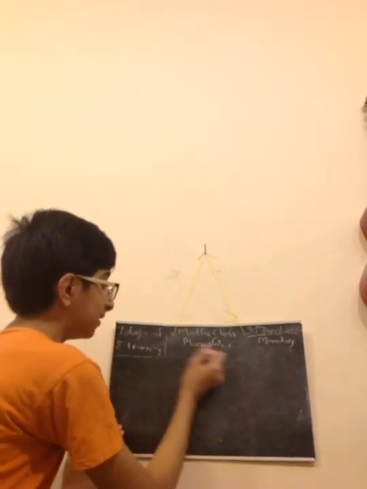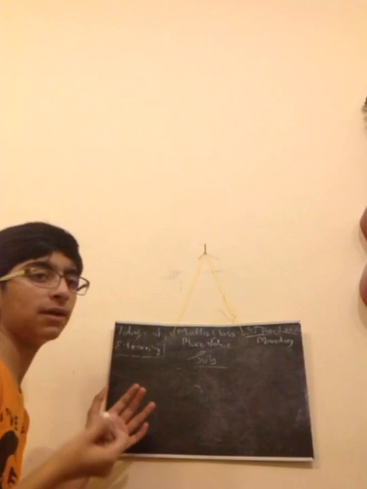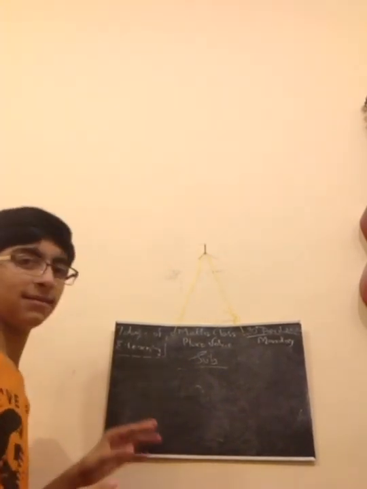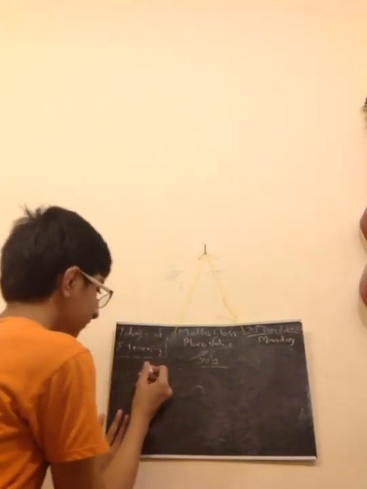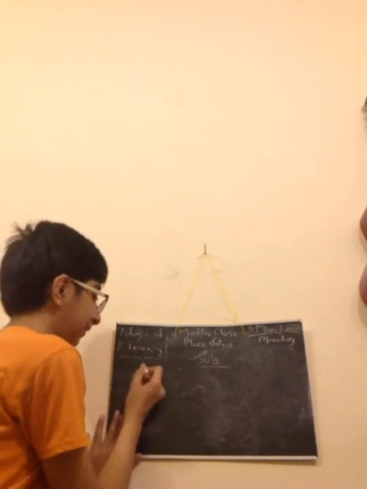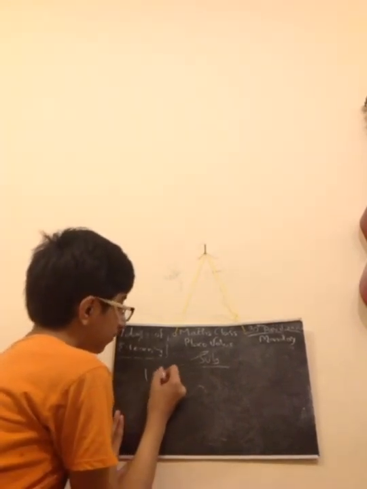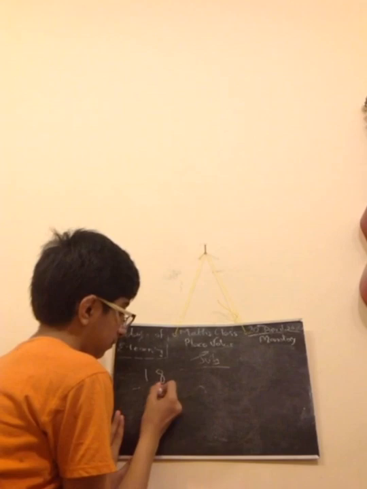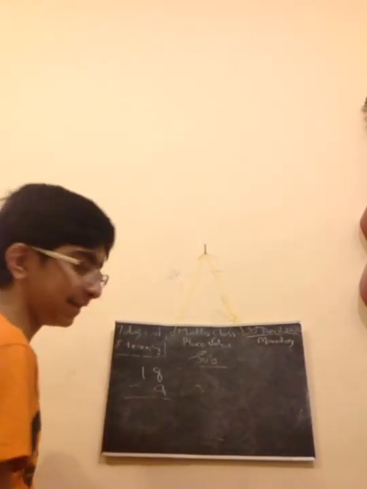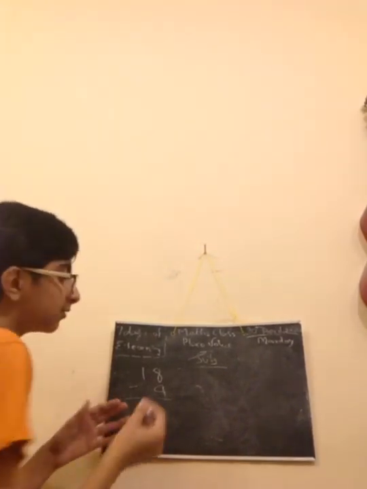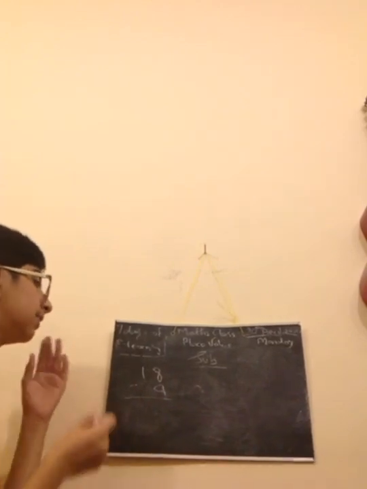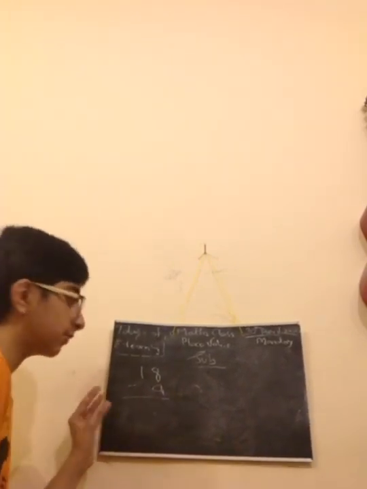Now we'll start up with the borrowing, but we will not do the borrowing in the thousand sum. First we will do the tens and then the hundreds only. This can be done mentally, but I'll tell you the borrowing way also.